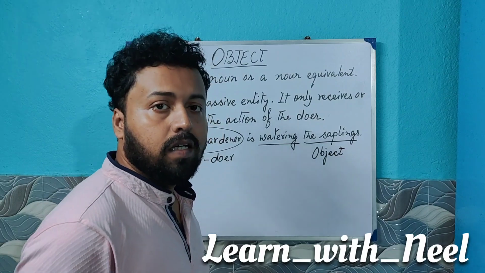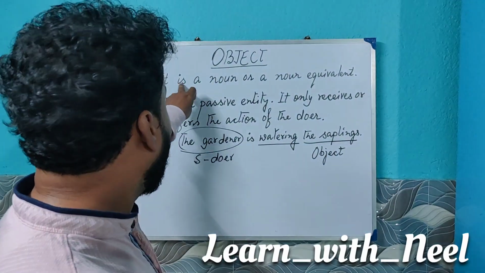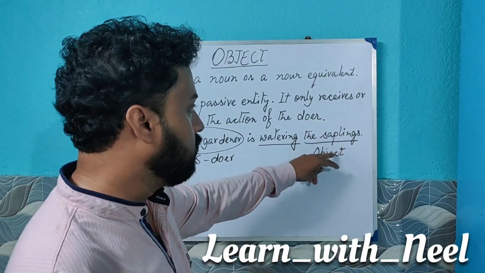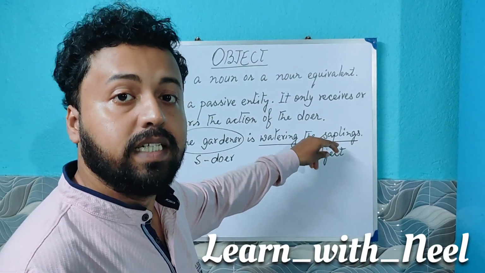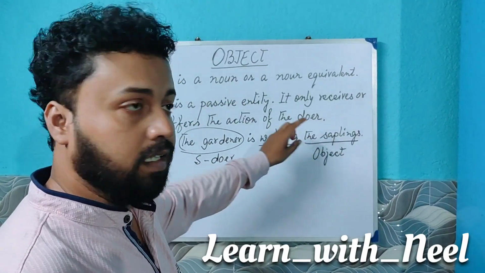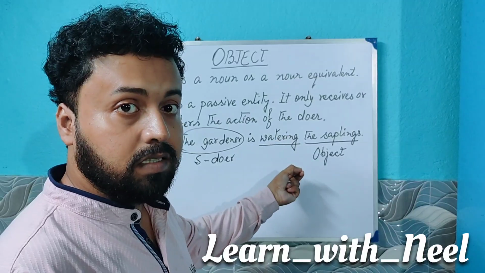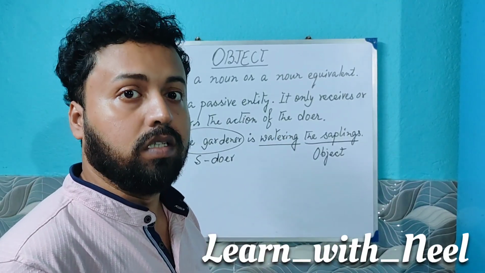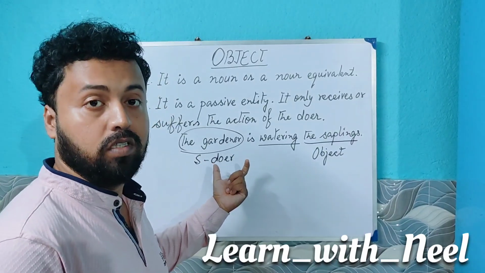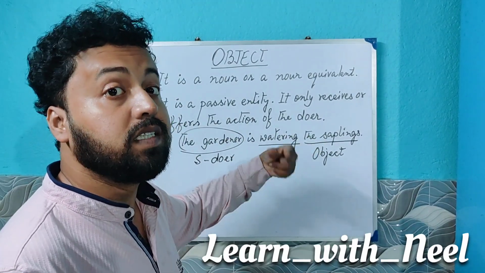So, let's see if it follows the traits. An object is a noun or a noun equivalent. If you look at this phrase, the saplings, it is clearly a noun. It names something. So the first trait matches. And the next point is it is a passive entity. In this sentence, the saplings are receiving the water. They are not doing anything. The gardener is the one doing the action. The gardener is watering. The saplings are receiving.